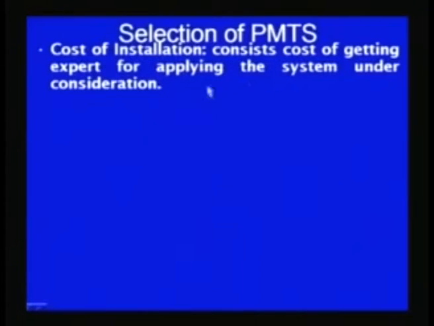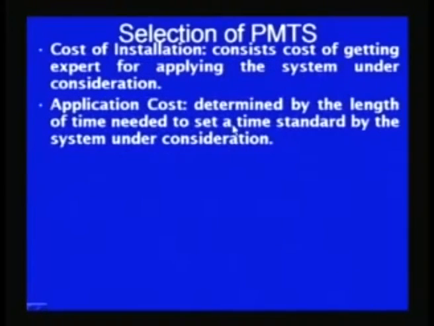The cost is a very important factor: how much time can be spent and how much investment can be made to establish the time for a given activity with the desired accuracy for a particular job. So, the cost of installation consists of the cost of getting the expert for applying the system under consideration, and the application cost is of course there, which is determined by the length of time needed to set a time standard by the system under consideration. So, how long a given time standard will be used is also important.